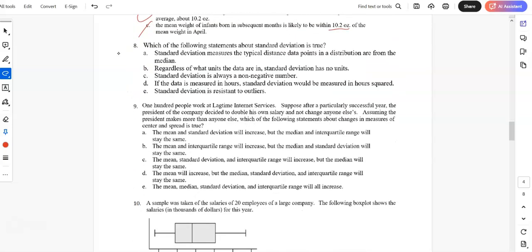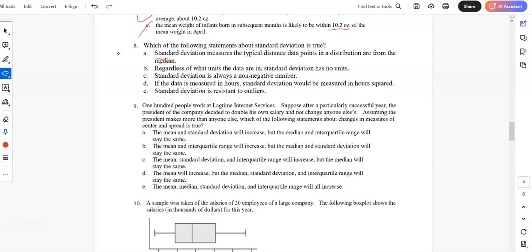Which of the following statements about standard deviation is true? So these are just qualities about it. Standard deviation measures the typical distance of the data points from the median. That is not true. It should be from the mean. Regardless of what units are used, standard deviation has no units. Well, standard deviation has units. I don't think that's right.